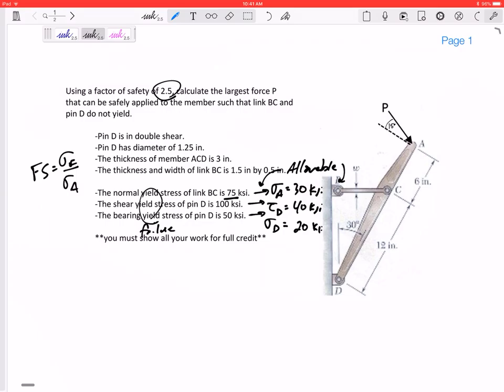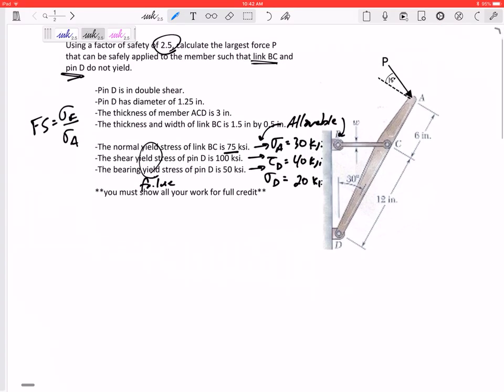Okay. All right. Now, in all these problems, we're still going to have a statics problem. We can look at a free body diagram. We can sum the forces in X, sum the forces in Y, sum the moments. We can solve for some of the forces that are acting at the link, and some of the forces that are acting at the pin. All right, so let's do that.